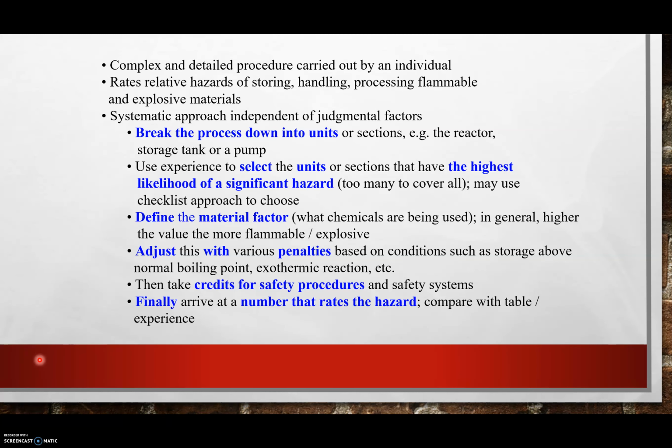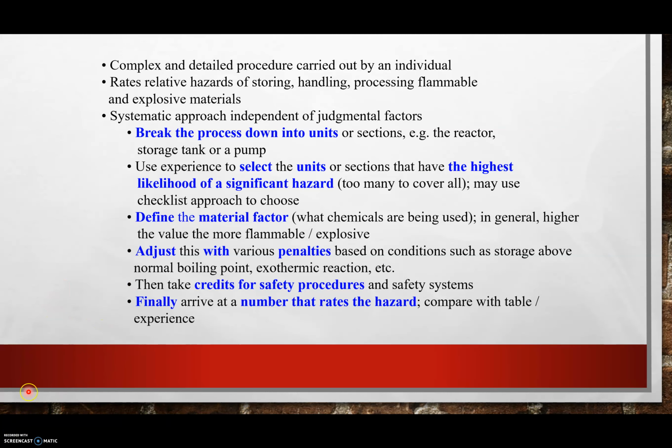That penalty is based on the operating condition and also the situation for those chemicals. Then you can take the credit for safety procedures and safety systems, before finally you arrive at a number that rates the hazard. So you know what the rate is for that hazard. Is it below or above the standard rates?